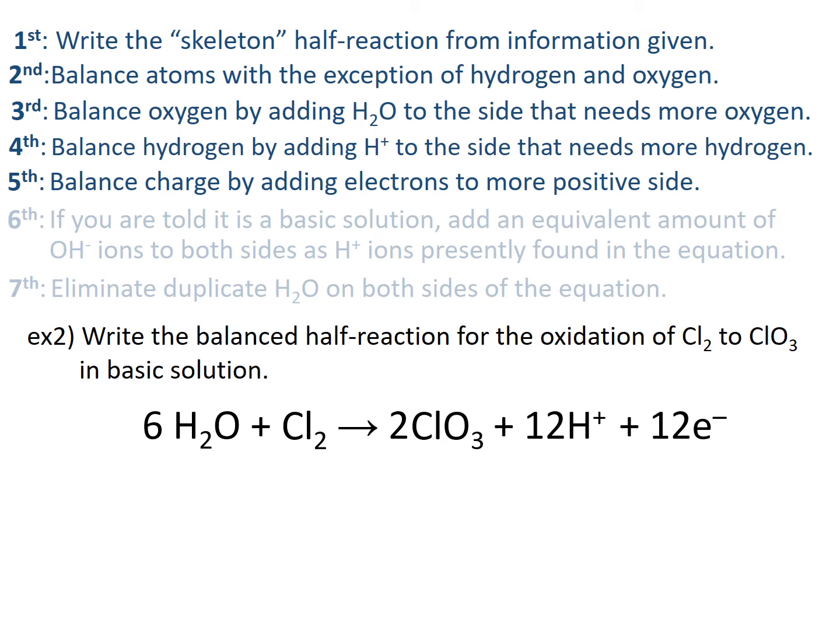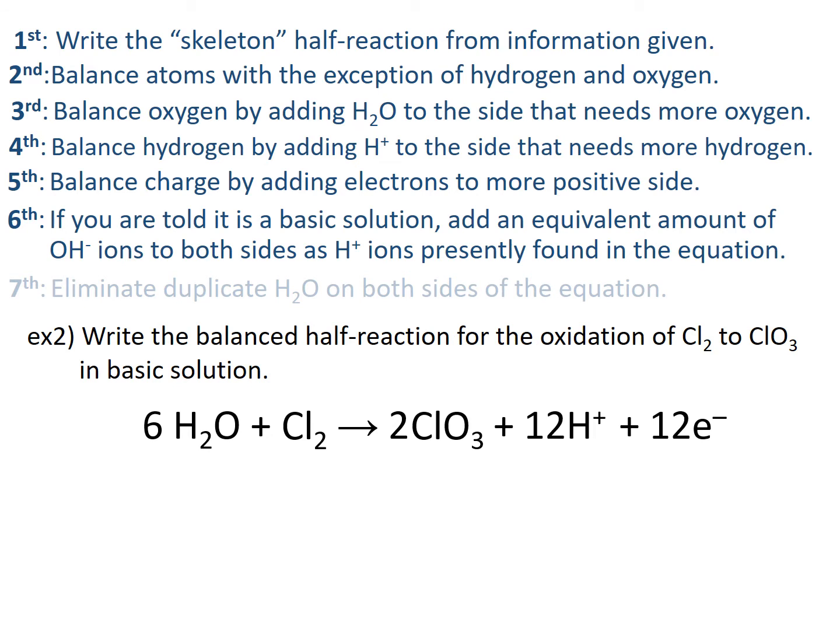Now, typically, we would be done here, but the question says, write the balanced half reaction in basic solution. So we have to do the final 6th and 7th steps. If you are told it is in basic solution, add an equivalent amount of OH minus ions to both sides as H plus ions presently found in the equation. So I have to add as many OH minuses as I have H pluses right now.